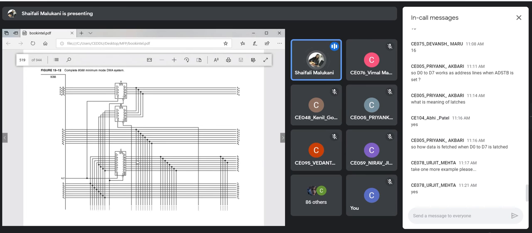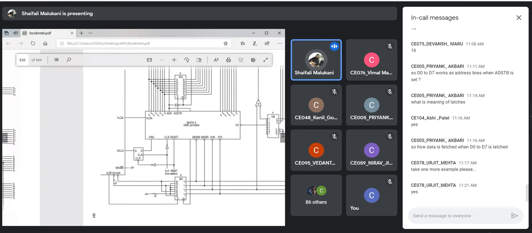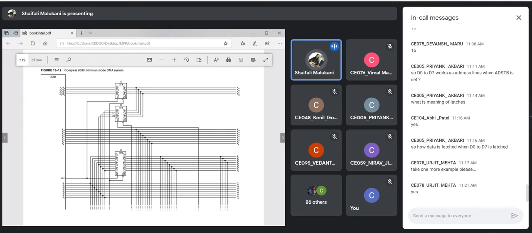Understood? But now suppose I want this to be controlled not by 8086, but by 8237. Then I should also give another enable, AEN. So what will happen with AEN? Suppose AEN is 0. Then this line will be enabled. That means this will work according to this ALE now. Okay.